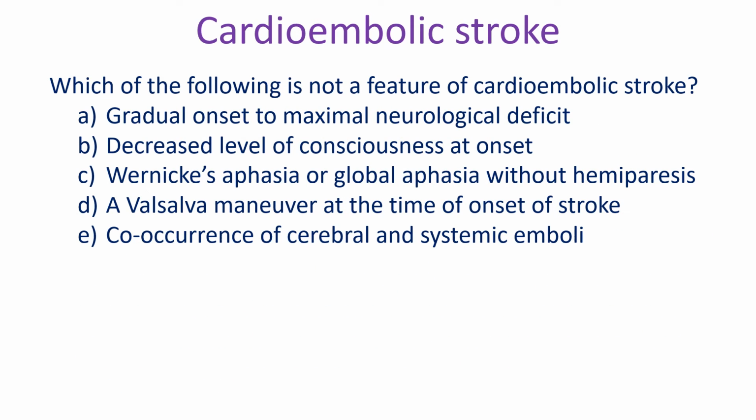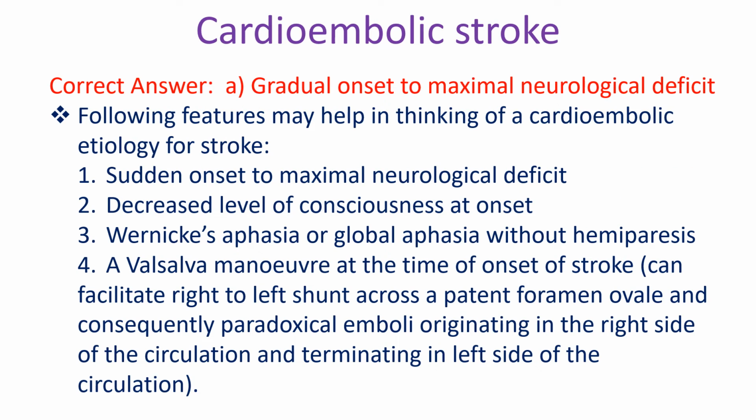Which of the following is not a feature of cardioembolic stroke? A. Gradual onset to maximal neurological deficit. B. Decreased level of consciousness at onset. C. Wernicke's aphasia or global aphasia without hemiparesis. D. Valsalva maneuver at the onset of stroke. E. Co-occurrence of cerebral and systemic emboli. Correct answer A. Gradual onset to maximal neurological deficit.